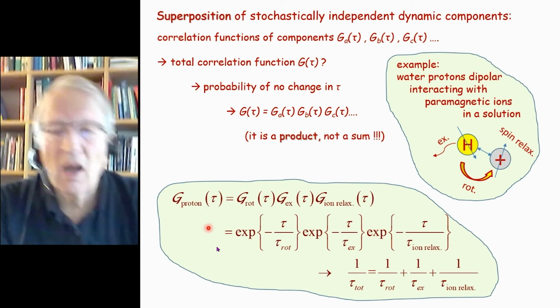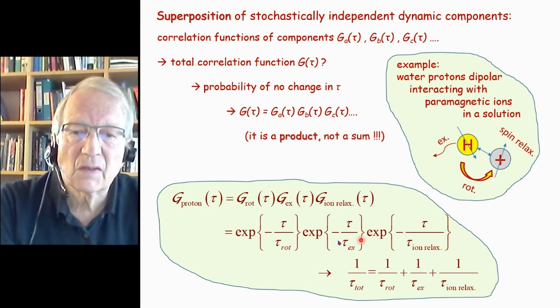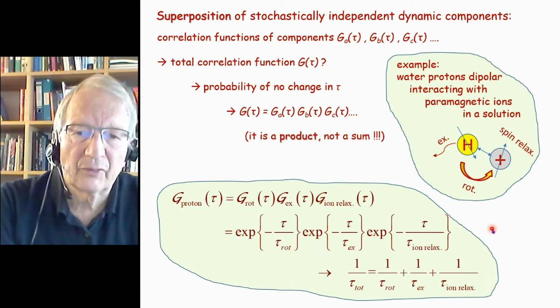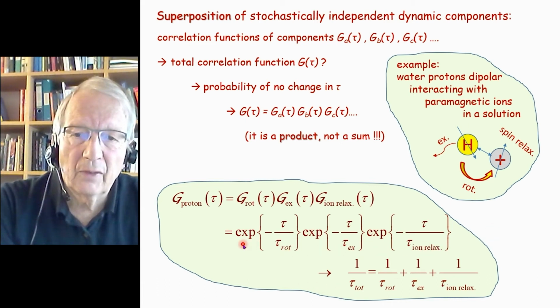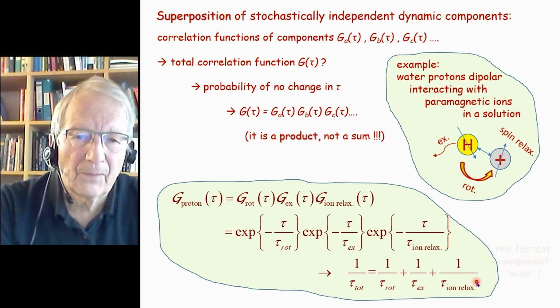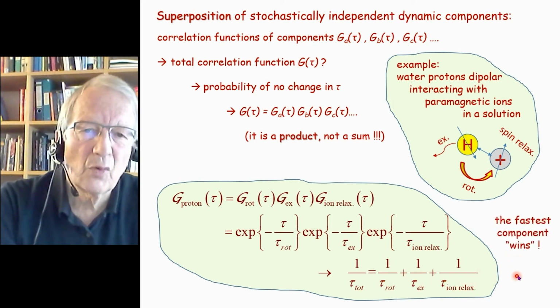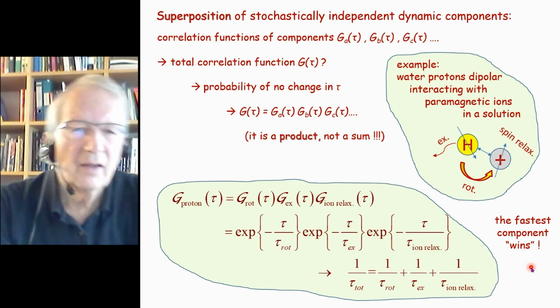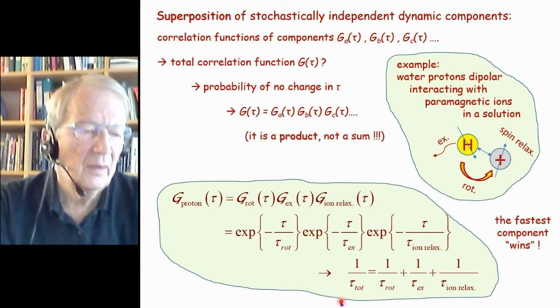And as it turns out, all these functions are exponentials with three different correlation times. And if we spell out this product, we get the total correlation time, which is just the sum of the inverse correlation times. So the fastest component will dominate. It's a very simple example.